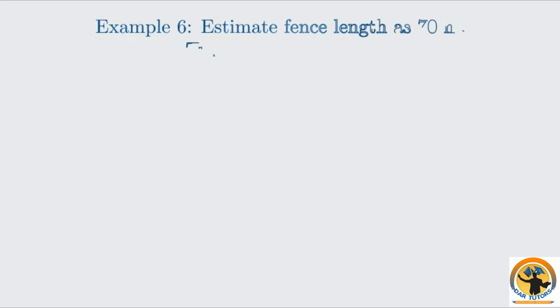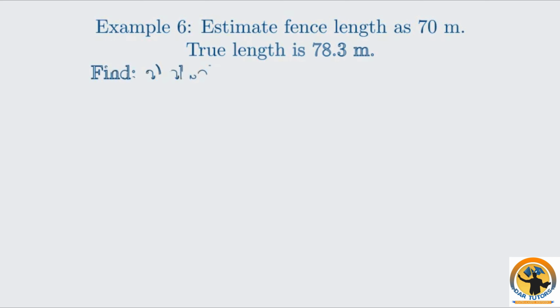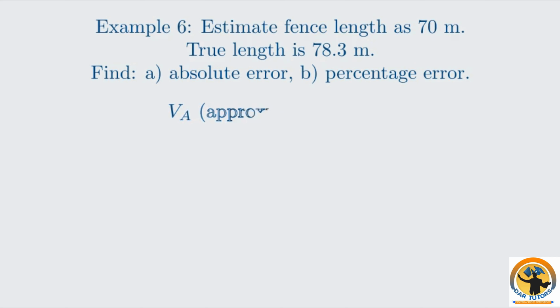Let's apply these definitions with an example. Suppose you estimate a fence's length to be 70 meters, when its true length is 78.3 meters. Let's find the absolute and percentage error. First, let's identify our approximate value, V sub A, and our exact value, V sub E. The estimate is the approximate value. V sub A equals 70 meters. The true length is the exact value, V sub E equals 78.3 meters. Part A asks for the absolute error.